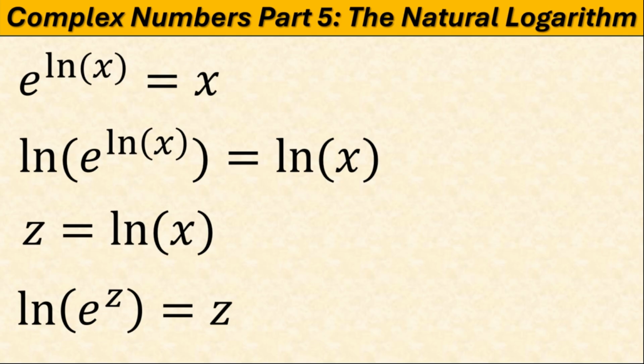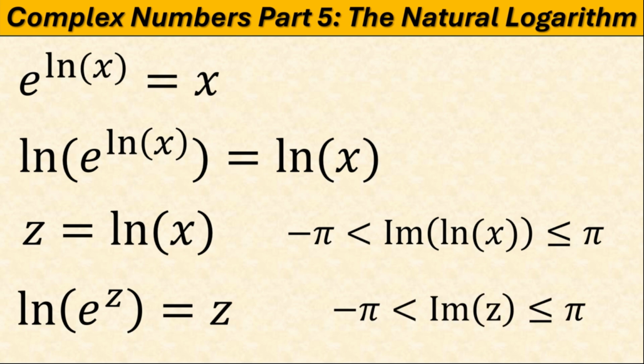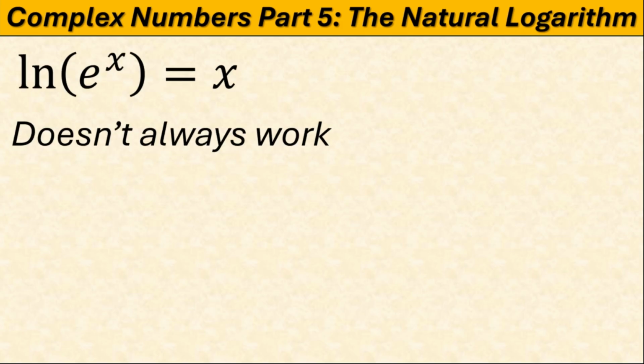So why doesn't this always work? Well, remember, the natural logarithm has to have an imaginary part between the ranges of negative pi non-inclusive and pi inclusive, and that is what we called our z. And so the equation natural log of e to the z equals z only works if the imaginary part of z is between the desired range. So it doesn't always work, but that doesn't mean it is useless.